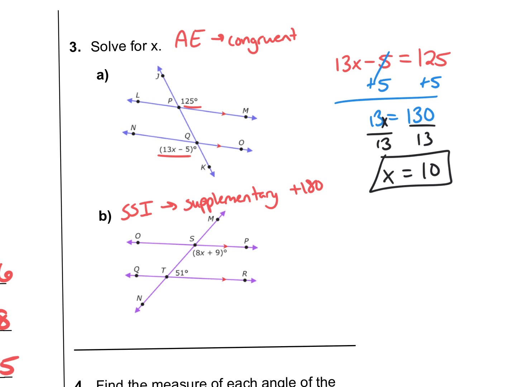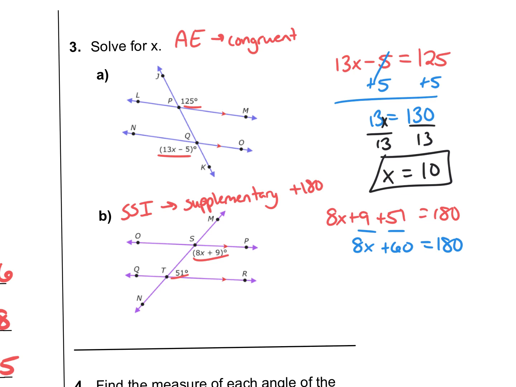Do I want to set them equal to each other? No, because they're not congruent, right? What do I want to do if I know they add up to 180? Add them together, set it equal to what? Exactly. So I'm going to take 8x plus 9, that first angle, plus the second angle, 51, set that equal to 180. Okay. I'm going to combine like terms, so I get 8x plus 60 equals 180.